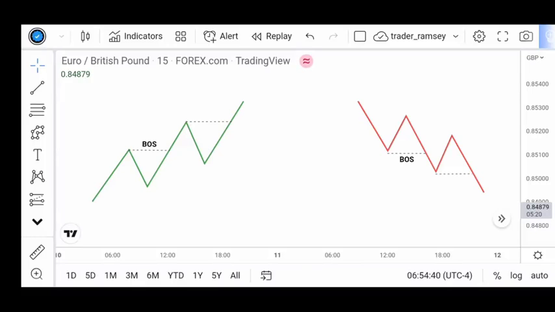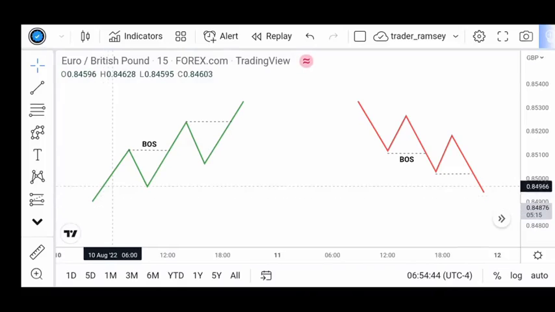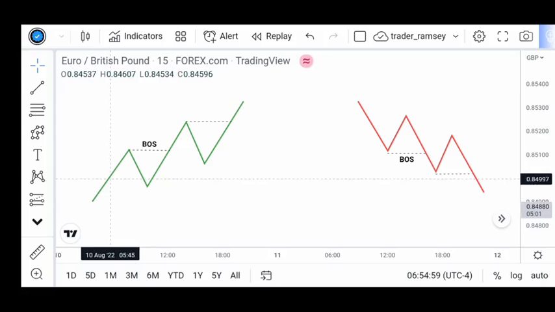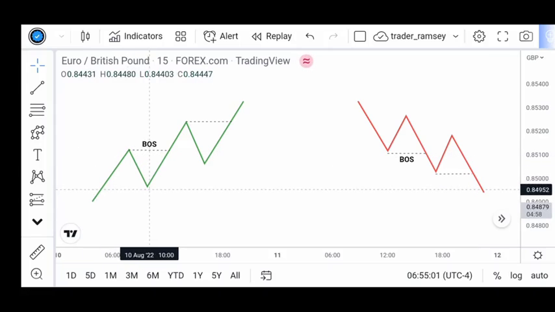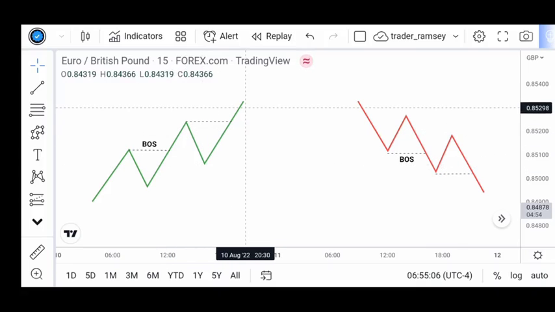Quick reminder, we talked about market structure, and market structure is all about knowing the trend of the market. So we have three kinds: bullish, bearish, and consolidation. In bullish market structure, price makes higher highs and higher lows. This is a high, this is a higher low, higher high, higher low, higher high.